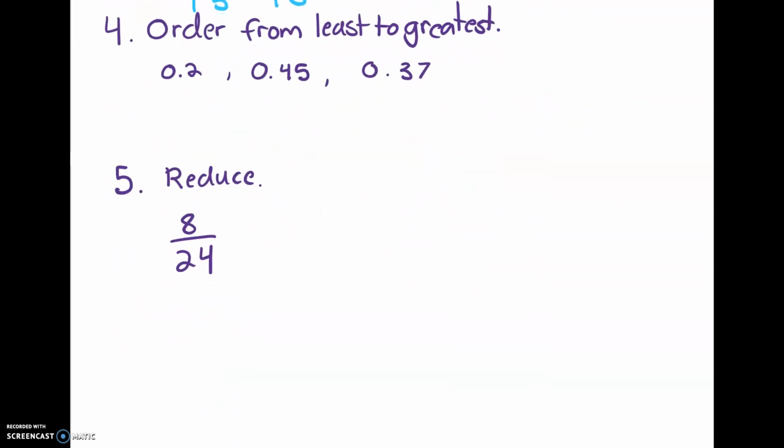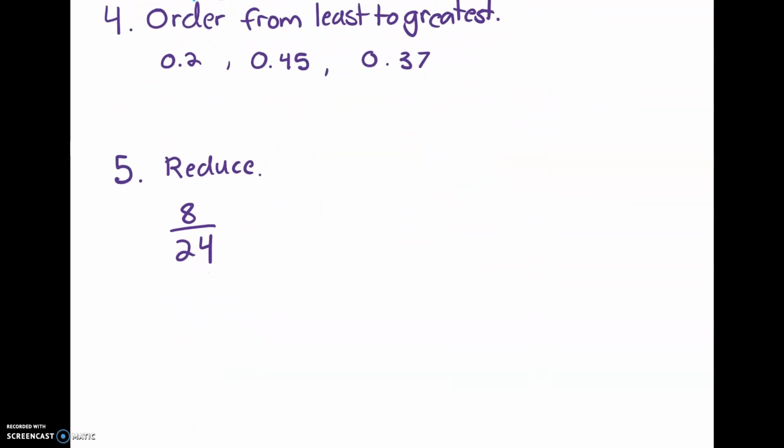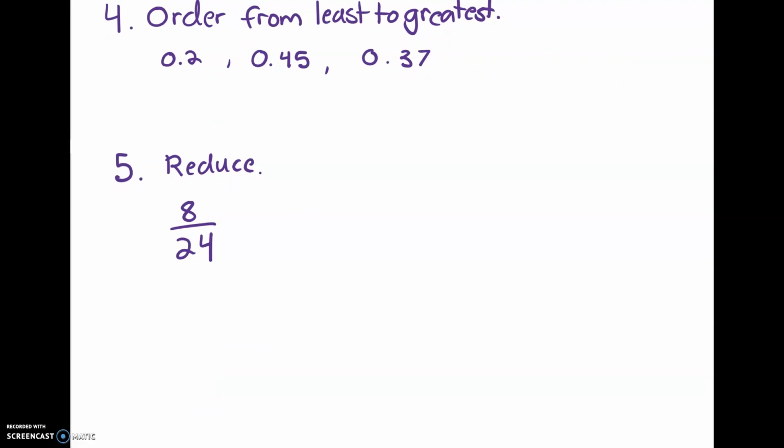All right, question number 4, order from least to greatest. So the easiest way to compare these is to make them into fractions. So same thing, we want to know which place values. So this is in the 10th place, this is in the 100th, and then 100th. So if we make them all have a denominator of 100, then we can compare them easily.